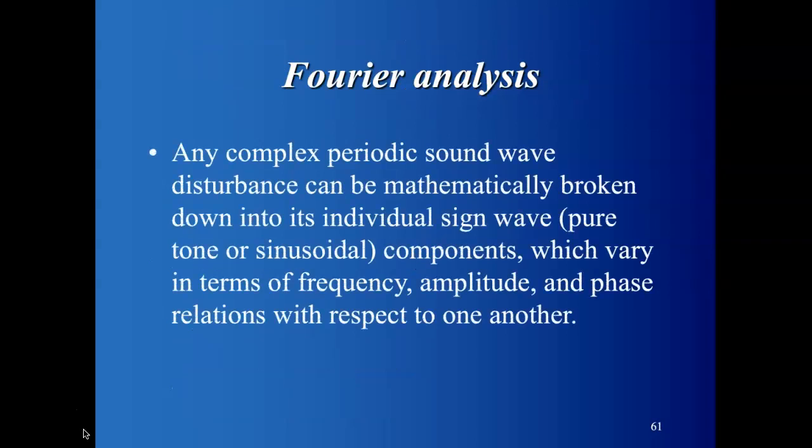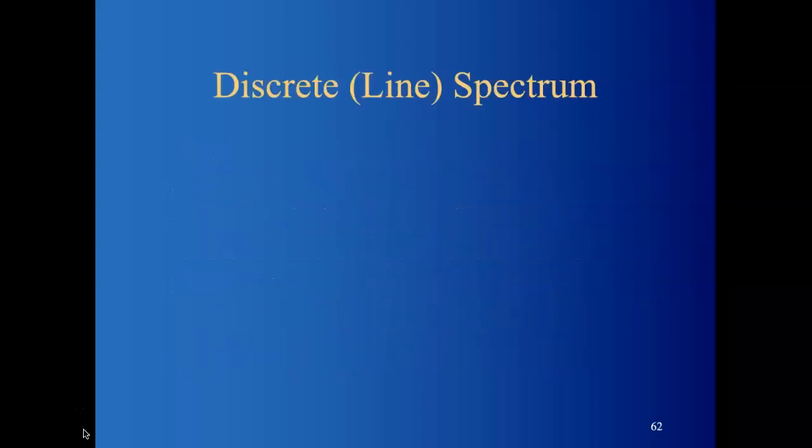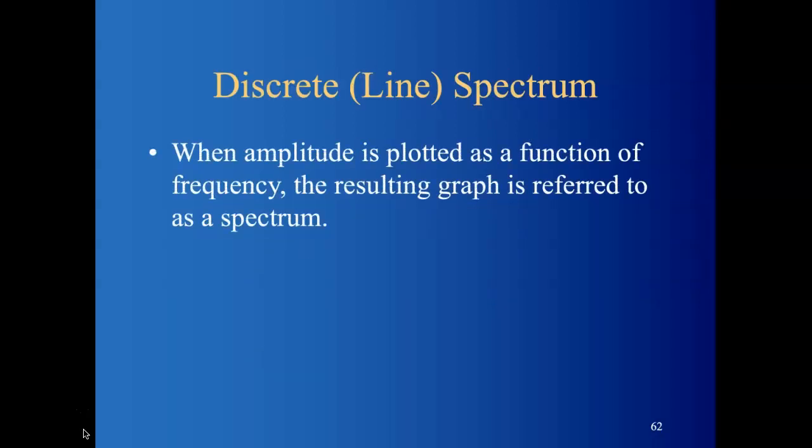So Fourier analysis is essentially any time you have a complex signal, it can be broken down into its individual frequency components. Okay, so I'll show you an example here. It's named after the person who invented it, which is J.B. Fourier. So here's a discrete line spectrum. We're going to talk about that, and I'll show you an example.